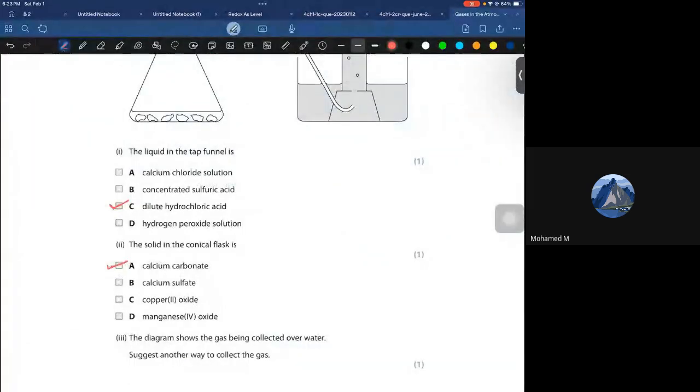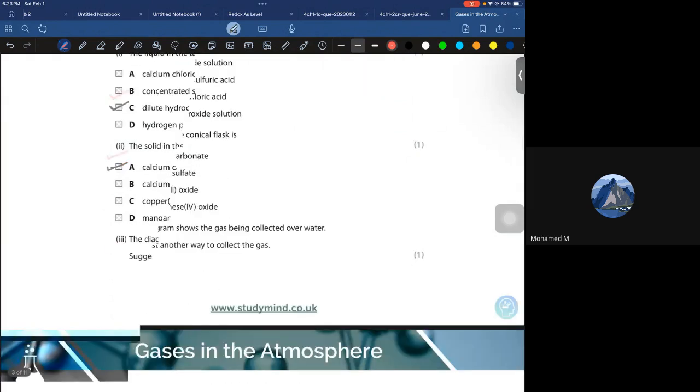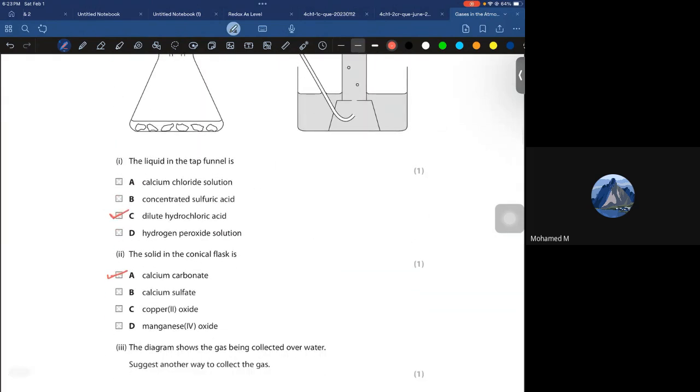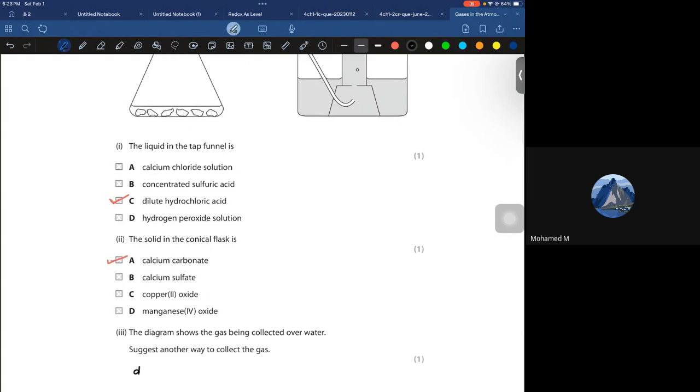Okay, so what do you think? Is carbon dioxide heavier than air or lighter than air, so that we may decide which should be another method to collect the gas? It's heavier than air, right? Because the mass of carbon dioxide is more than air. It's 44. So you can write that we can collect the gas by downward delivery in air.